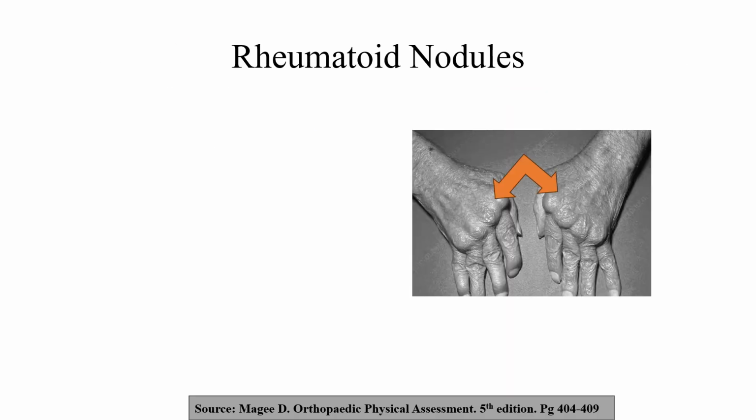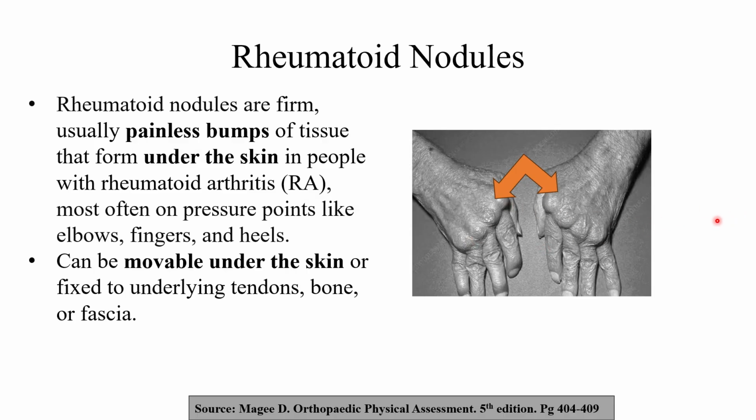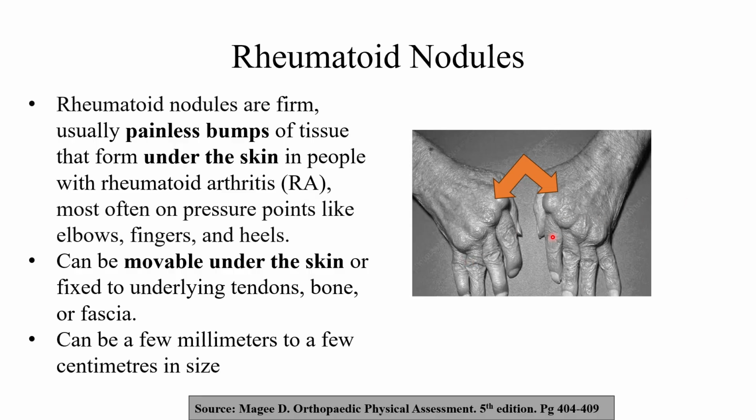Rheumatoid arthritis also presents with something called rheumatoid nodules, which you can see in this image. These are bumps generally found over pressure points, like in this case the knuckles. You can also see them in elbows, heels, etc. They're movable under the skin, and the size varies. They can be as tiny as a few millimeters or as large as a few centimeters, based on the advancement of the disease.